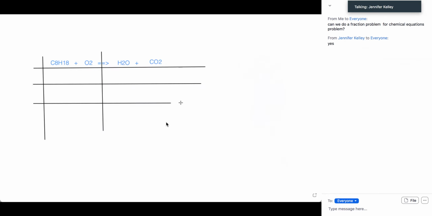So I'm going to draw a line here, and here, and here. And then I know I'm going to have carbon first, and then hydrogen second, and oxygen last. So I'm going to put those in here.